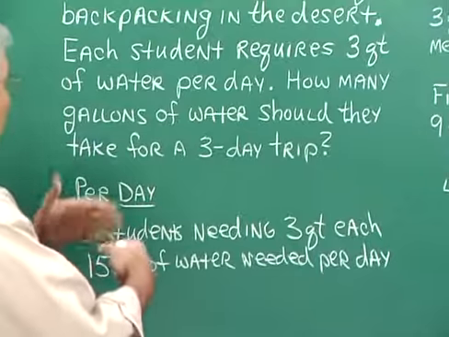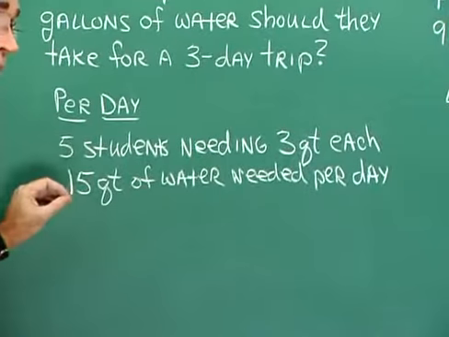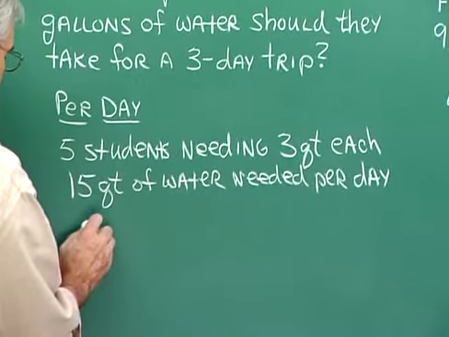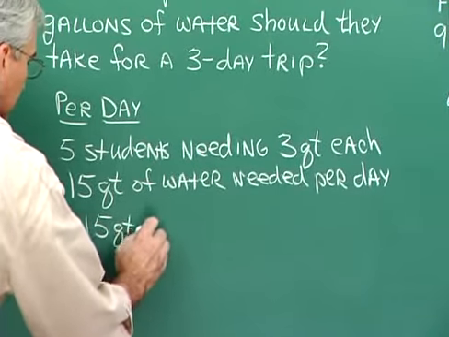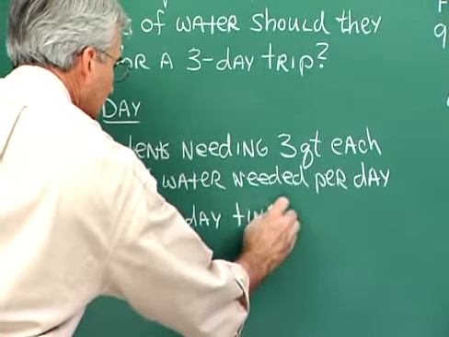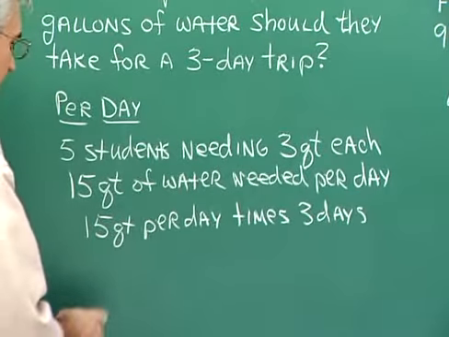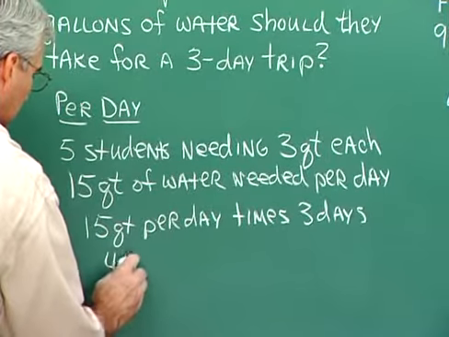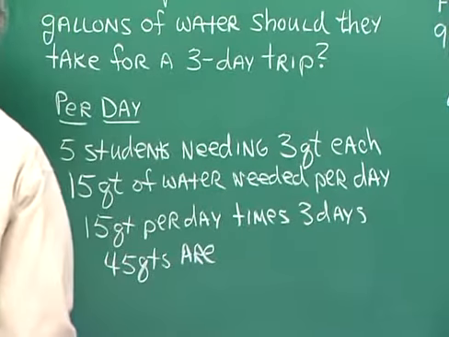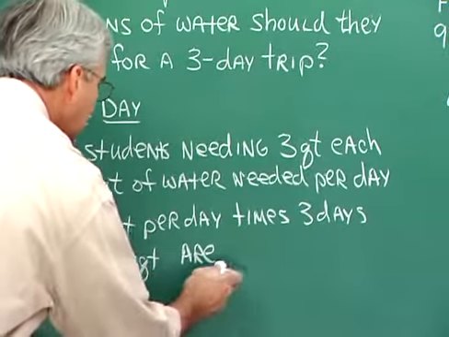Now, we have how many days? We look back up here. It's a 3-day trip. So 15 quarts of water are needed for all of these folks every single day for 3 days. So 15 quarts per day times 3 days gives the total amount of water needed. 15 times 3, that's 45 quarts of water. And I don't need the S on quarts. QT is either single or plural. 45 quarts are needed.